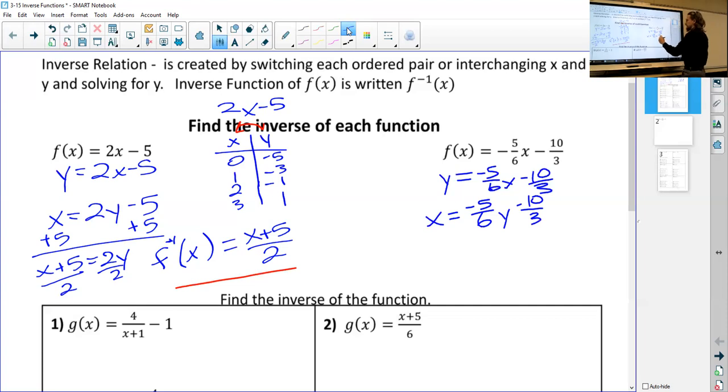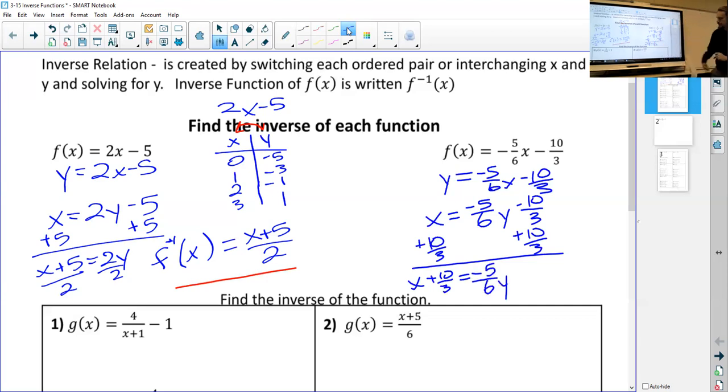So I want to get rid of this minus 10 thirds. I'm going to add 10 thirds to both sides. Going to run out of room. Let's see, x plus 10 thirds equals negative 5/6 y. Okay. And then I want to get rid of times negative 5/6. So remember, to get rid of multiplying by a fraction, you multiply by its reciprocal. So I'm going to multiply both sides by negative 6/5.